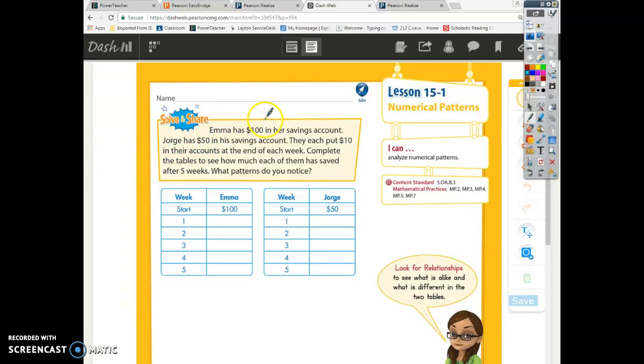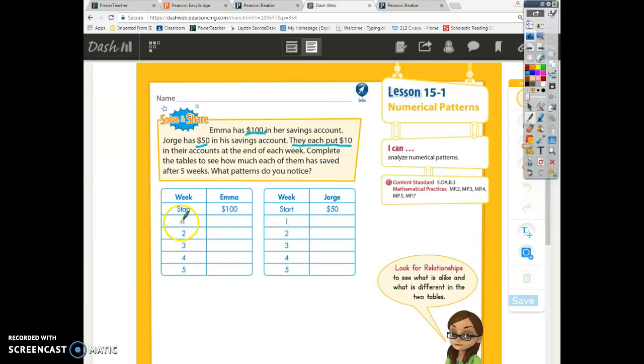Emma has $100 in her savings account. That's what she starts with, $100. George has $50 in his savings account. They each put in $10 at the end of each week. So let's complete the table, because it says complete the table to see how much they earned after 5 weeks. So Emma starts with 100 and George starts with 50, and every week they put in 10.